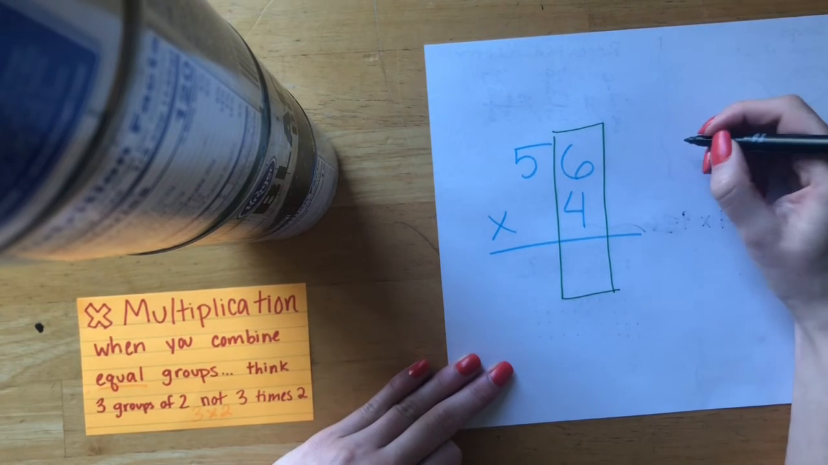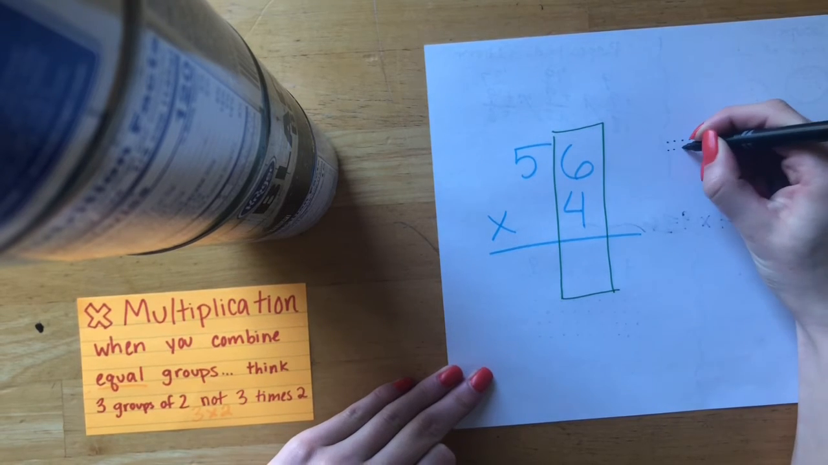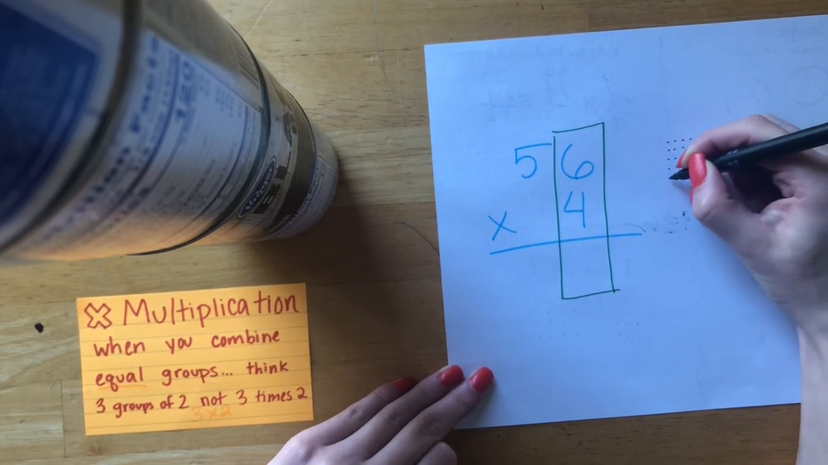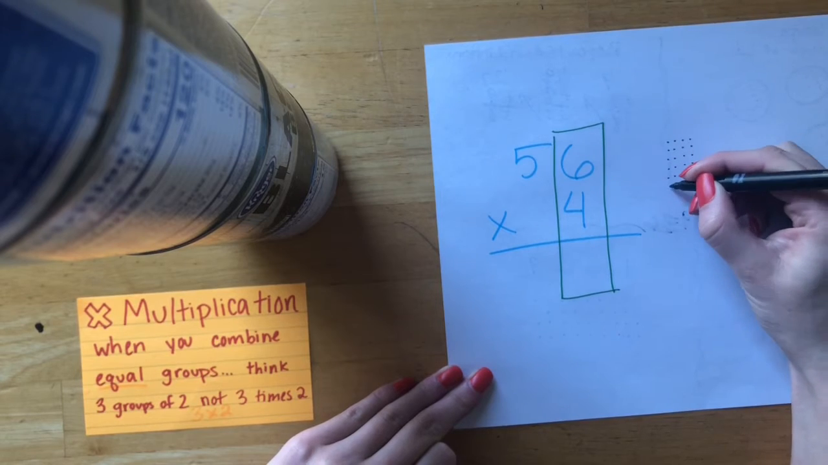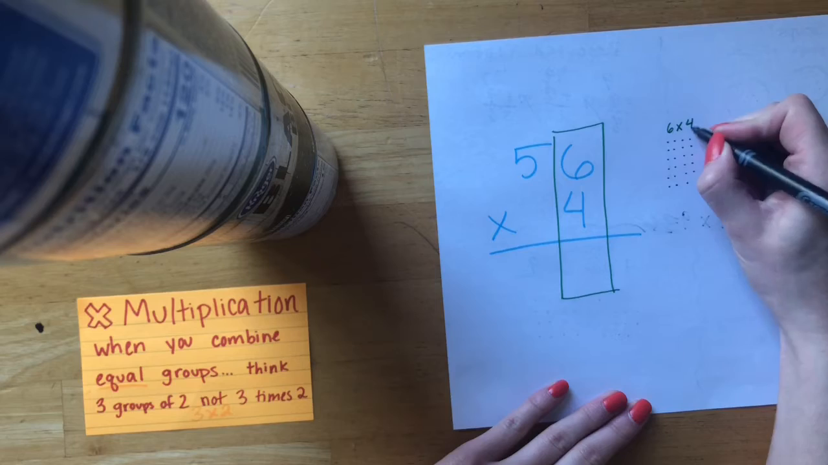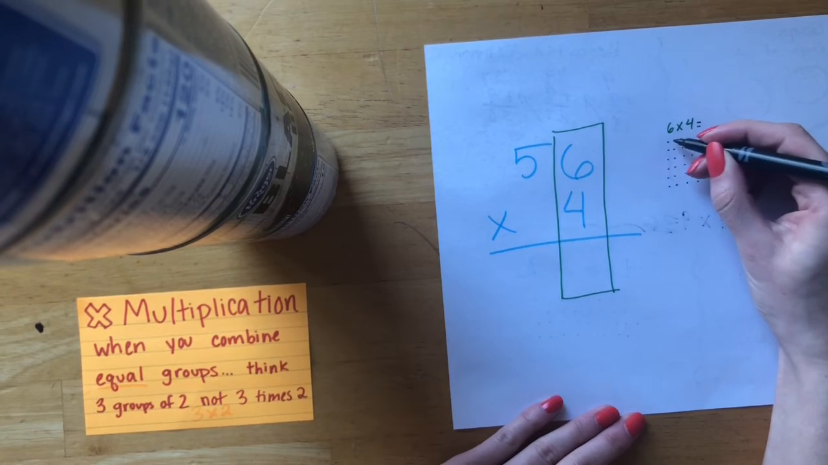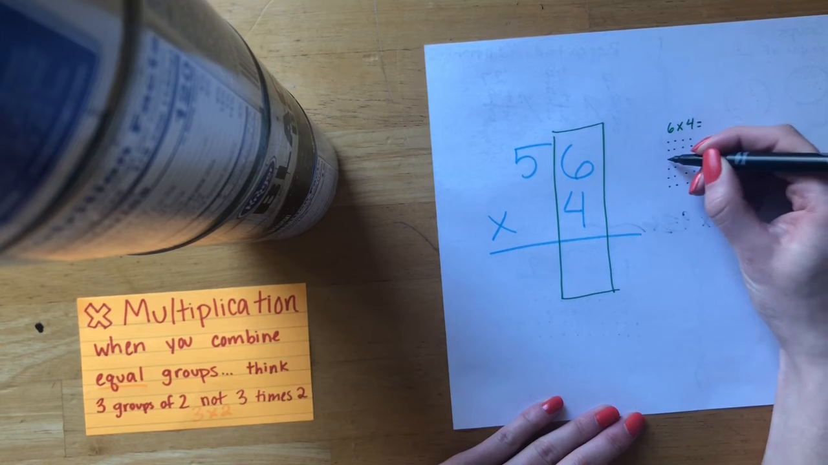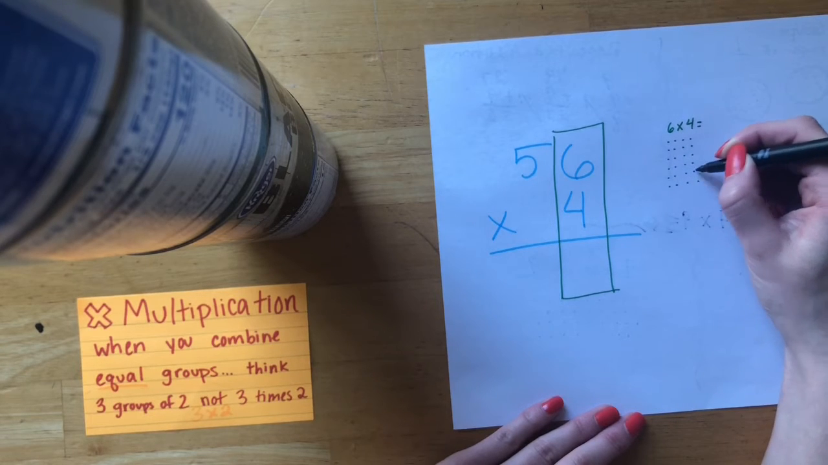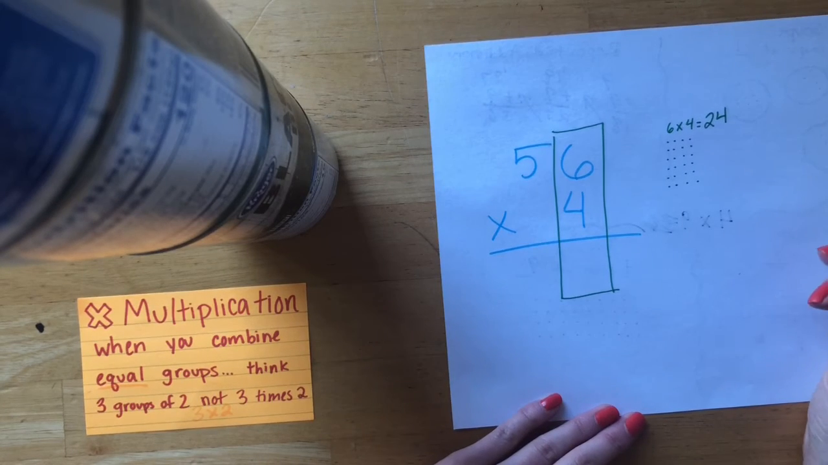So I'm going to make a quick array. 1, 2, 3, 4, and again, for each row. So this is 6 times 4. 6 rows of 4. So I got to count it up. 1, 2, 3, and so on, up to 24. So I have 24 for the ones place.